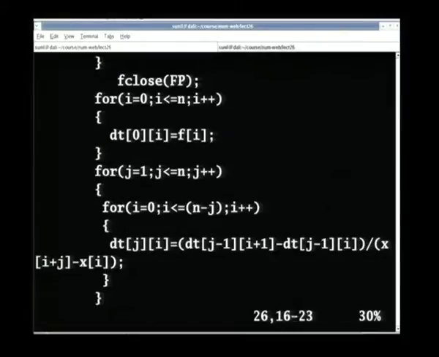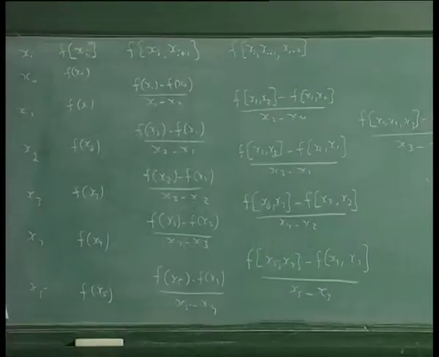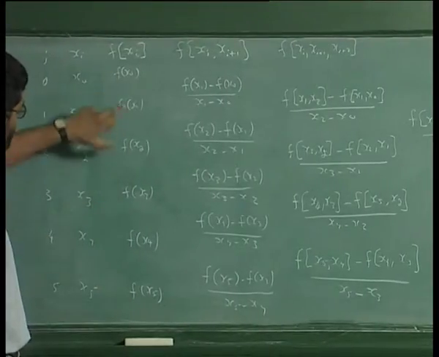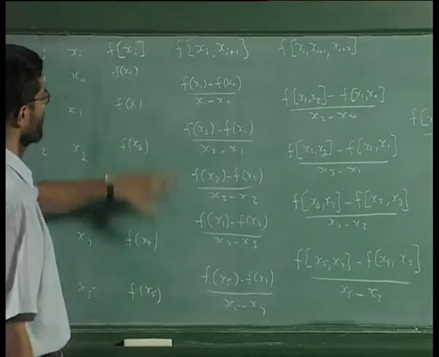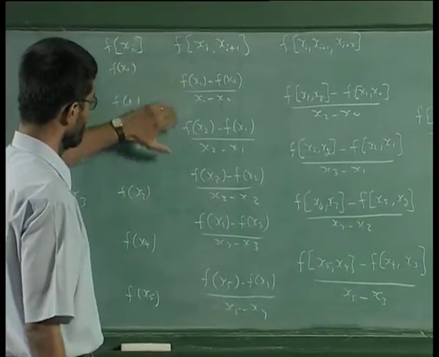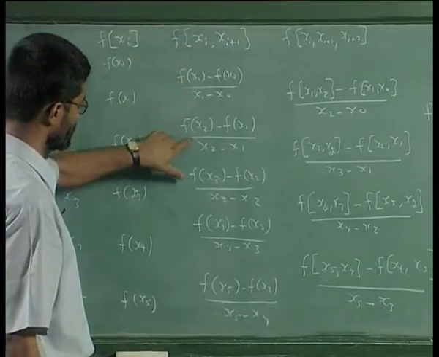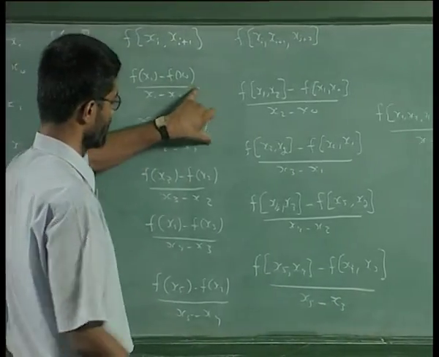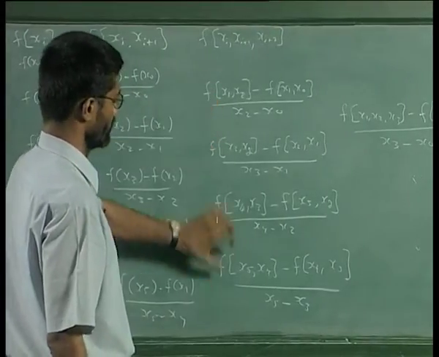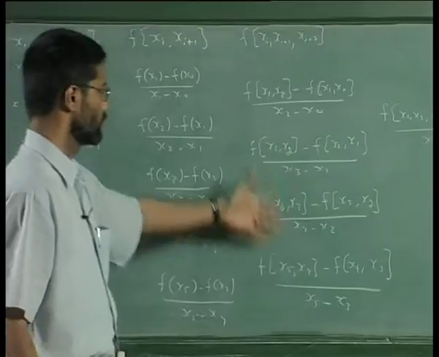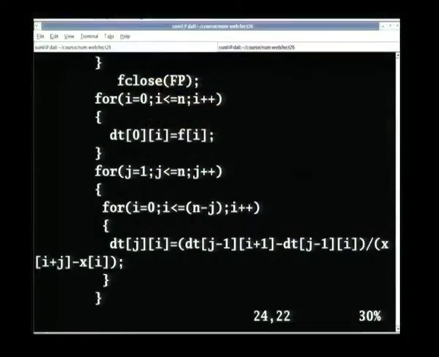For each order j, the number of elements in that divided difference will be n minus j. If you take the 0th order, I have n divided difference points, that is 1, 2, 3, 4, 5, 6 here. And if I take j equal to 1, that is the first order, then I have only 5 of them. And for the second order, I will have only 4 of them, etc. So, you go from I starts from 0 to n minus j.